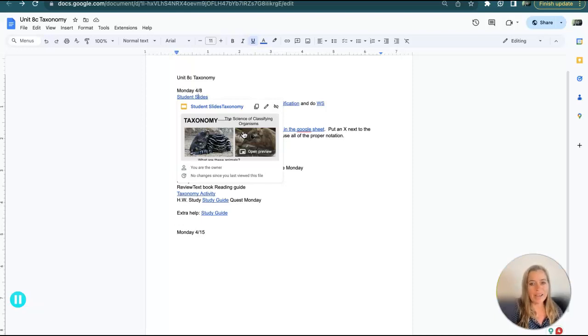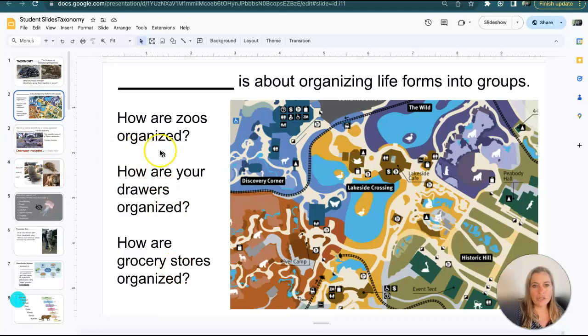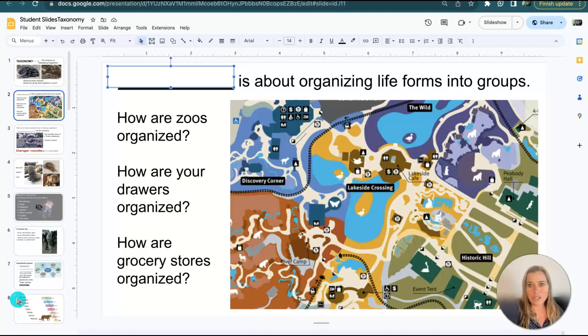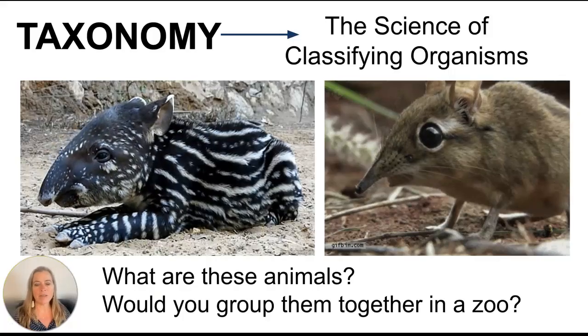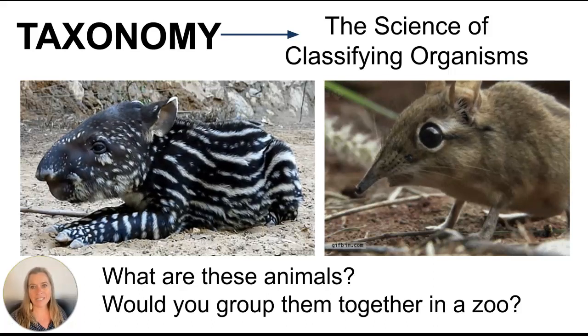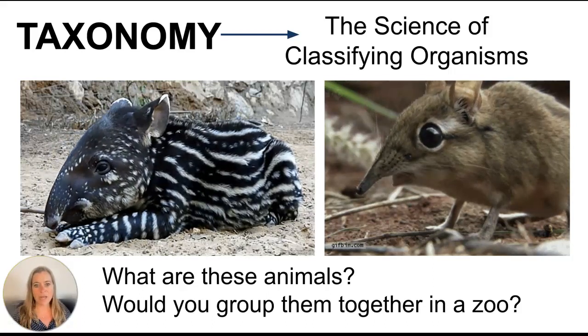Okay, so now that you're in the student slide, make sure that you keep it not on the slideshow, but on the regular visual, so that you can add things into the different text boxes as we go along in my teacher version of the same presentation. We're going to be talking about taxonomy. Taxonomy is the science of classifying organisms.